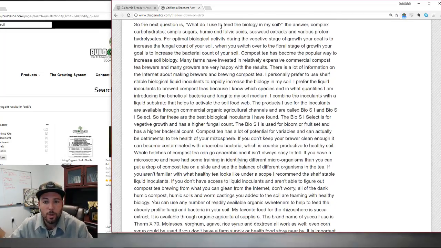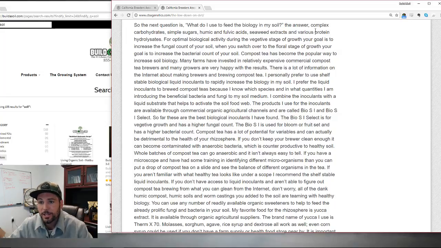So the next question is, what do I use to feed the biology of my soil? The answer: complex carbohydrates, simple sugars, humic and fulvic acid, seaweed, and various protein. For optimal biological activity during the veg stage of growth, your goal is to increase the fungal content of your soil. When you switch over to flower, the floral stage of growth, you want to increase the bacterial count of your soil. Isn't that funny, contrary to what most people say?